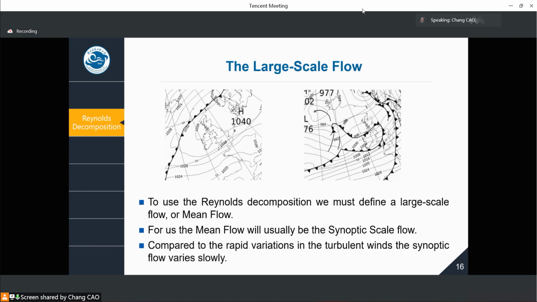Because we already know that Reynolds decomposition just divides the U into mean and fluctuating parts, right? So we should firstly know what the mean flow represents. Usually the synoptic scale flow represents the mean flow, and the fluctuating part has a very unique characteristic in that it will have very rapid variation compared with the mean flow. And this scale separation is important for properly defining a mean flow and a turbulent departure from it. Okay, so this is the basic.